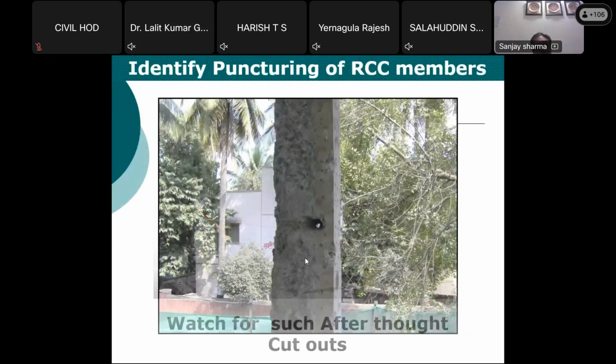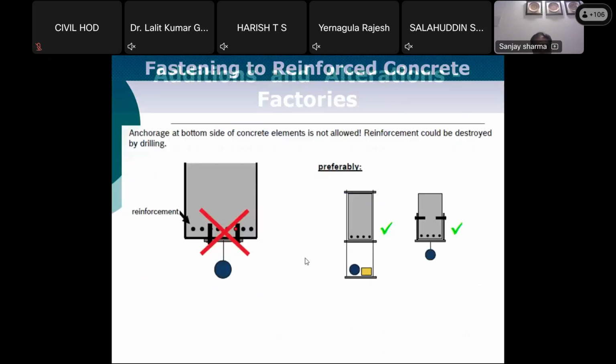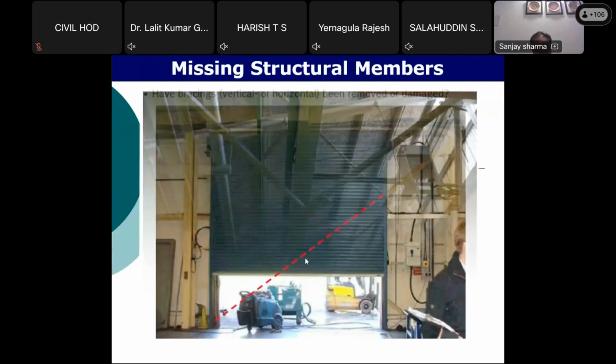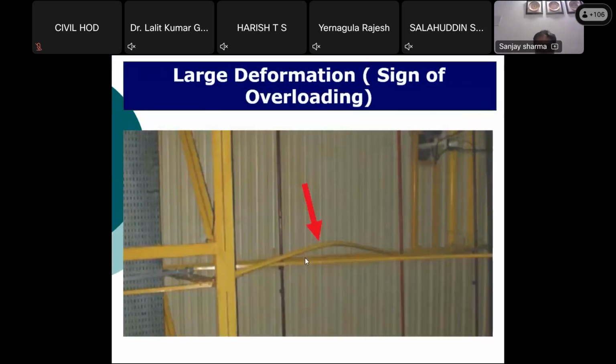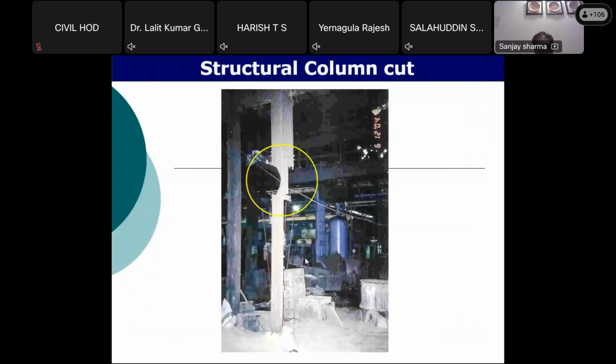I'm just showing you that one member has been removed to create this opening. But if we have a mechanism for an in situ structural health monitoring system and use that system for our analysis, it will be helpful. It will stop the damage and stop the complete collapse of the structure.